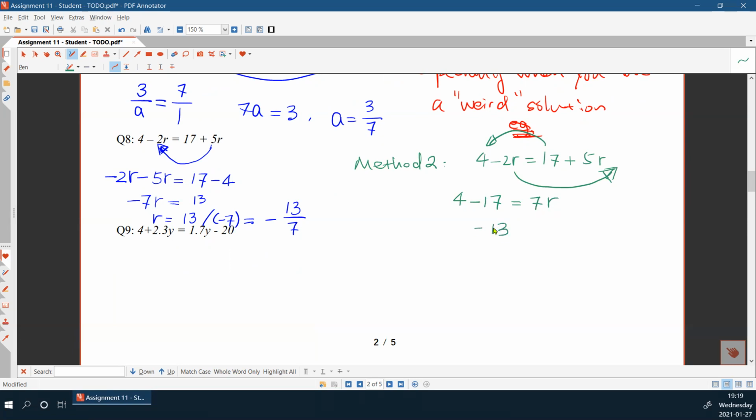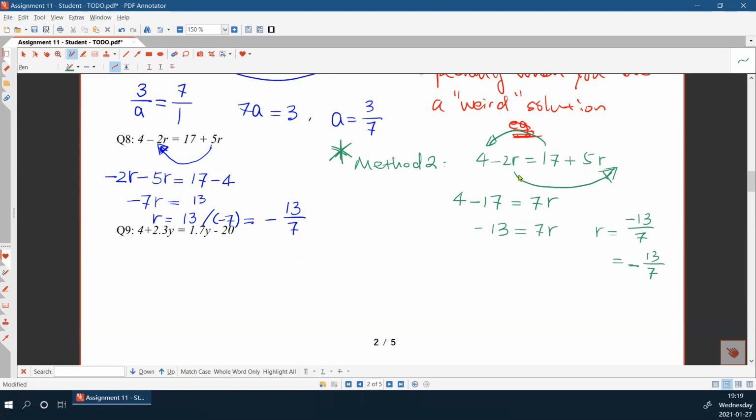That means minus 13 equals 7R. This gives us R is minus 13 over 7, okay? So both of the methods are fine. You can choose whichever you like. Personally, I like the second one because I don't like negative signs as a coefficient.